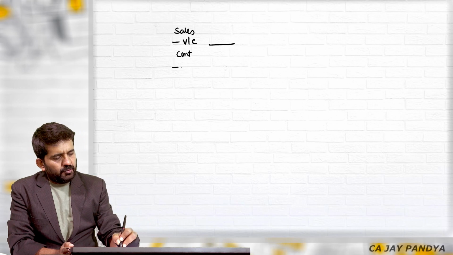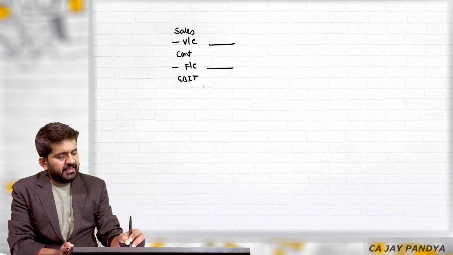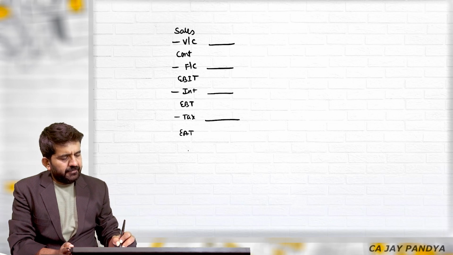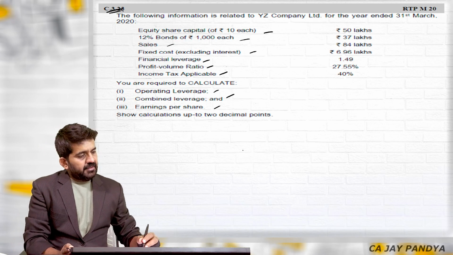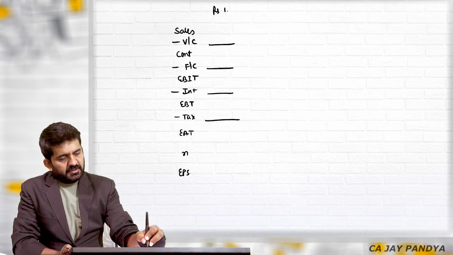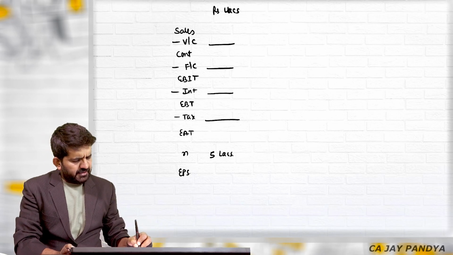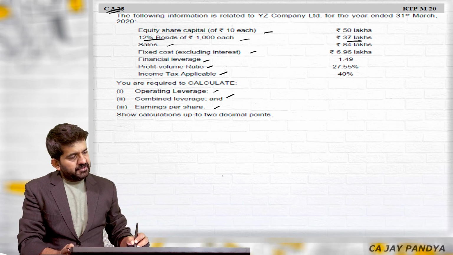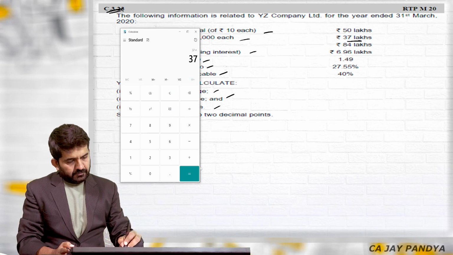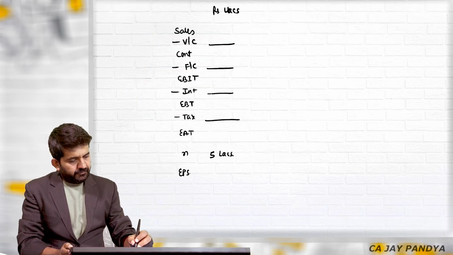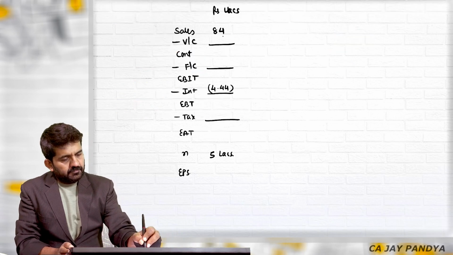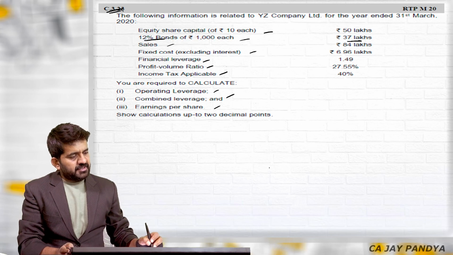Let me draw the profitability statement: sales minus variable cost is contribution, minus fixed cost is EBIT, minus interest is EBT, minus taxes is EAT, number of shares, and I will be getting EPS. Number of shares I am having is 5 lakhs, rupees are in lakhs. Interest I can easily find out, 37 lakh into 12%, 4.44. Sales is given, 84 lakhs. Fixed cost excluding interest is 6.96.